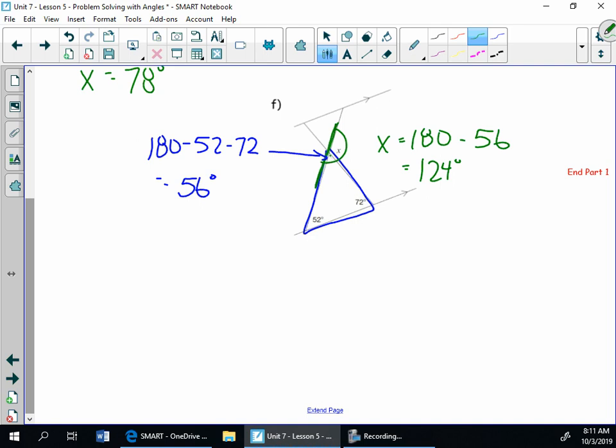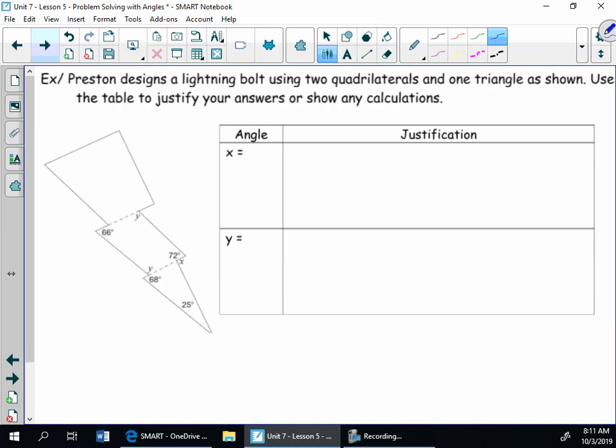Okay, so a bit of problem solving. Let's try the next little bit. Not only are we going to figure out our angles, but something new this time is we're going to use our table to justify our answers or show any calculations. Way down the road at the end of grade 9, we have to do an EQAO test, and they not only want to see if you know how to do the math, they want to know if you can explain the math.